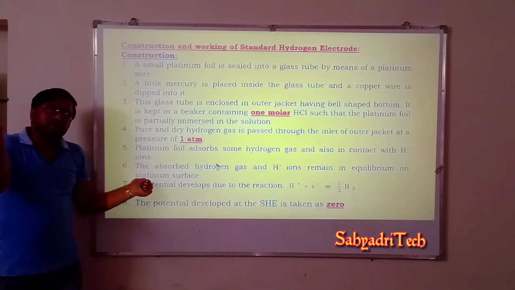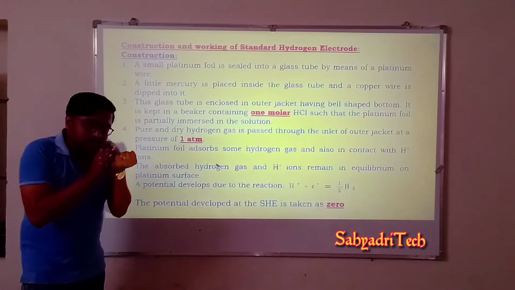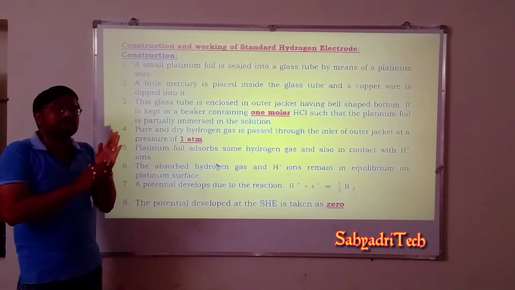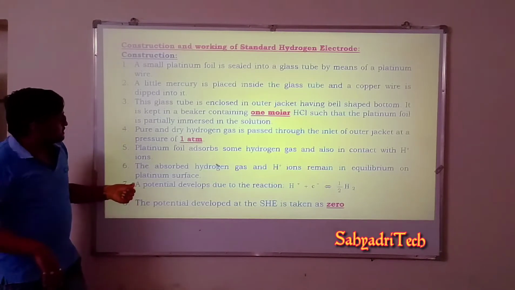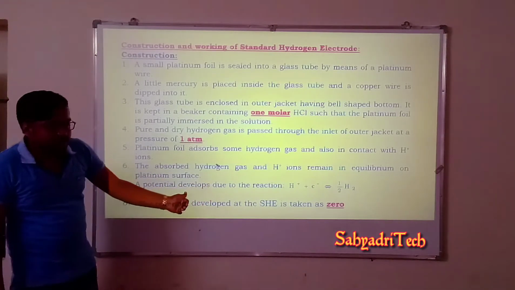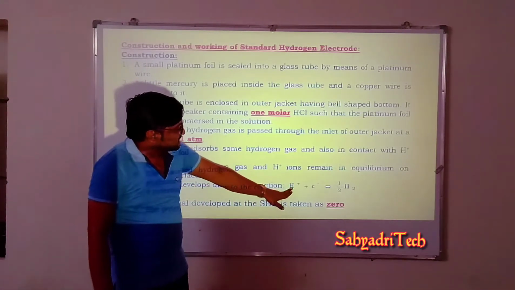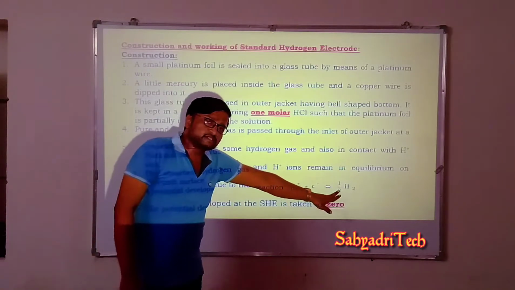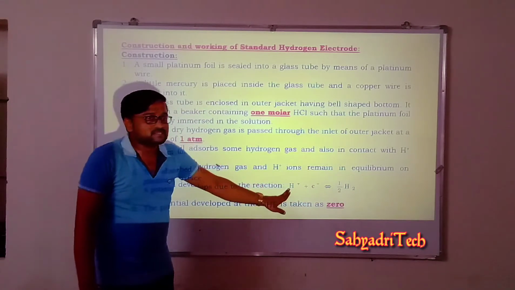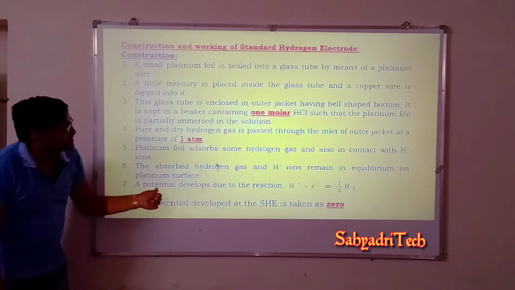So what happens when we pass hydrogen gas? It is going to absorb some gaseous molecules. Those absorbed hydrogen molecules and H+ ions remain in equilibrium on the platinum surface. So due to this equilibrium, a potential develops by the following reaction, that is, a reduction reaction. H+ ions of a solution undergo reduction to give hydrogen molecules, while hydrogen molecules undergo oxidation to give H+ ions. Means there involves both oxidation and reduction. So overall there develops a potential due to the reaction.